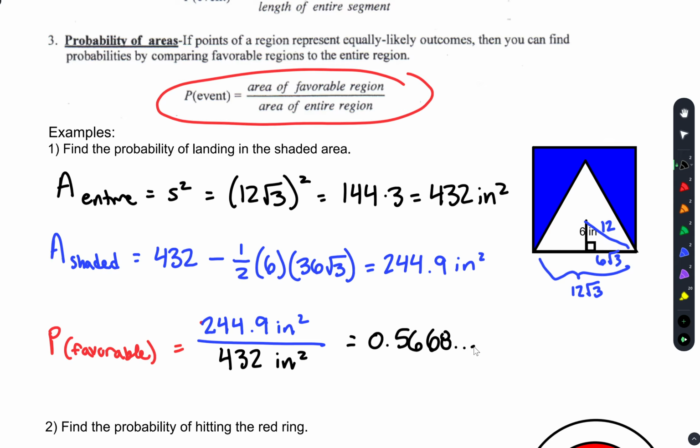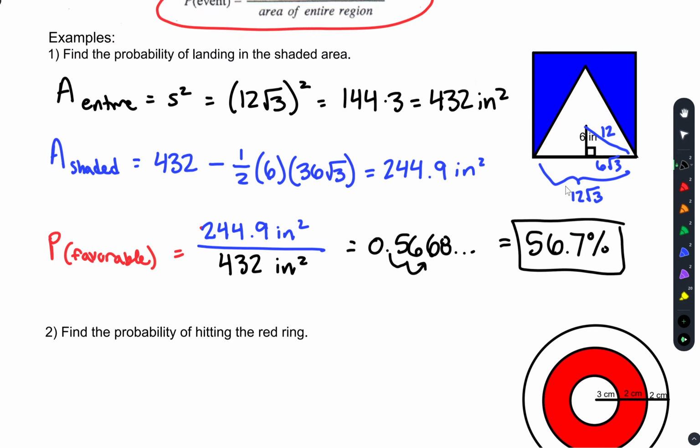All of our final answers for this section should be in percentages. So I'm going to take that decimal, move the decimal place over 2 spots and round to 1 decimal place, 56.7%. So if I throw a dart, I'm not very skilled at darts, so I'm kind of just chucking it at the board. If I throw that dart, the probability that I land in that shaded region is 56.7%. Sound good? Do it one more time and then we're done.